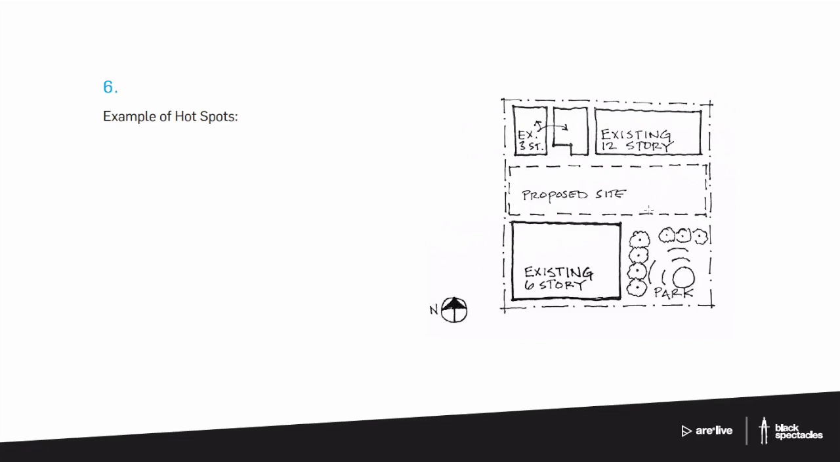So clearly, one of the things you'd be thinking about is, well, here's the north arrow. So I'm going to be thinking about where the sun is coming from, right? So the sun is going to be mostly coming from the south and a little bit from the east and the west. So I also have to think about the context. In this case, I have an existing 6-story building. I have a couple of 3-story buildings, and then I have a 12-story building.